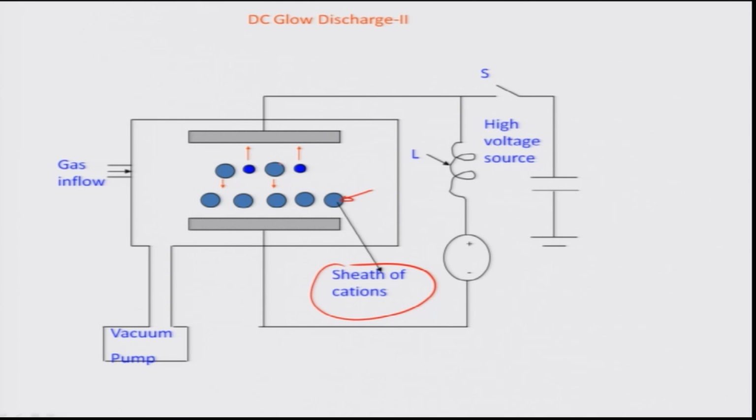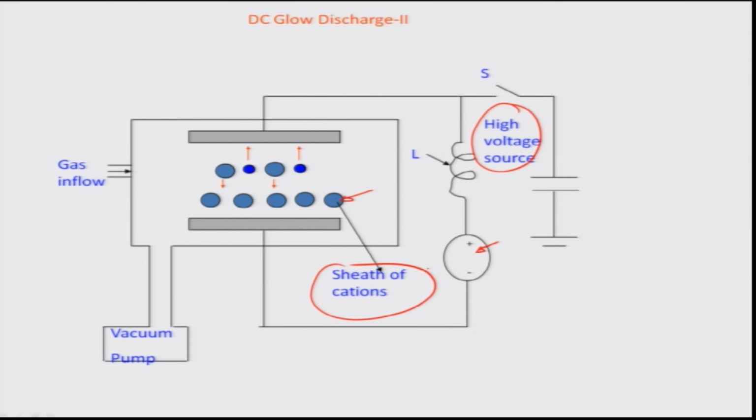So this leads to the sustenance of the plasma, even though the high voltage source has been excluded from the circuitry, and the power which is consumed by this DC voltage source is really the power which is needed for sustaining the activity of the plasma for a long amount of time. So that's how DC glow discharge takes place.